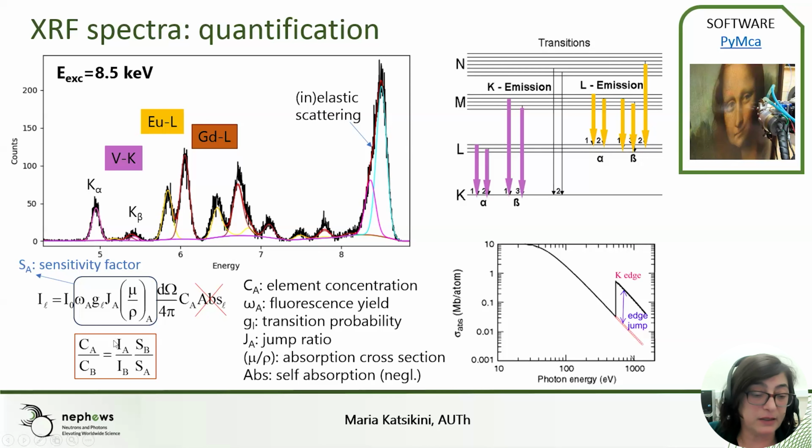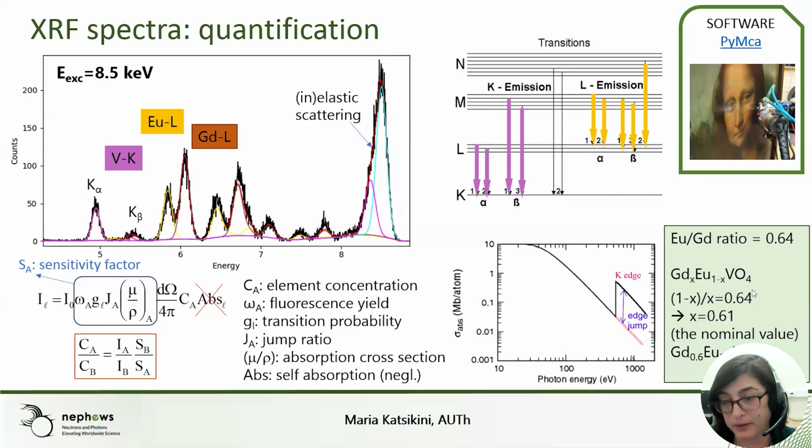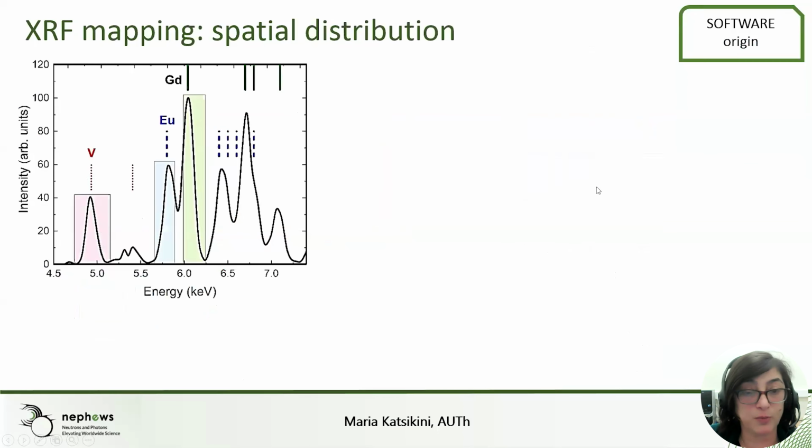So by directly taking the ratio between the area under two peaks and correcting for the sensitivity factor, we can determine the ratio of two elements in a sample. In our case, the ratio of europium to gadolinium was found equal to 0.64, and if we assume a chemical formula like this, x is equal to 0.61, which is the nominal value. So we verify the composition, the molar concentration.